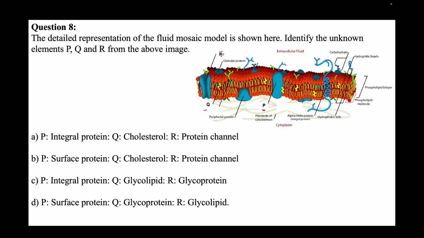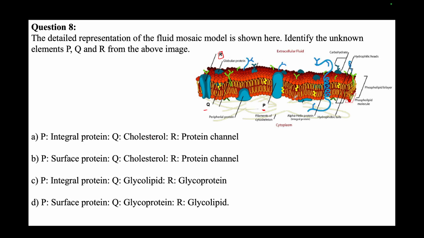So, we already did a similar question in the previous slides. So, tell me what is P, what is Q and what is R. Option A is P is integral protein, Q is cholesterol and R is protein channel. Option B is P is surface protein, Q is cholesterol, R is protein channel. Option C is P is integral protein, Q is glycolipid and R is glycoprotein. Option D is P is surface protein, Q is glycoprotein and R is glycolipid.